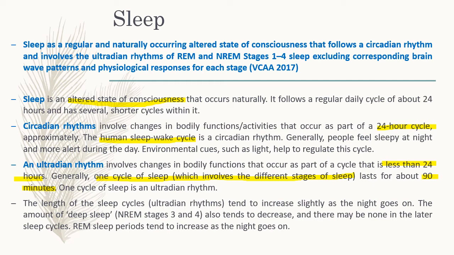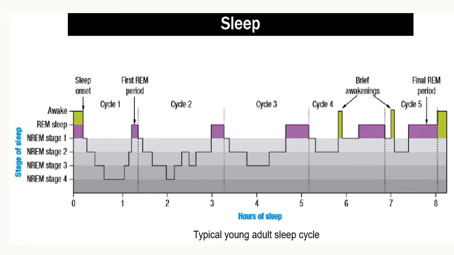The length of sleep cycles tends to increase as the night goes on. The amount of deep sleep also tends to decrease, and there may be none in the later sleep cycles. NREM sleep periods tend to increase as the night goes on.